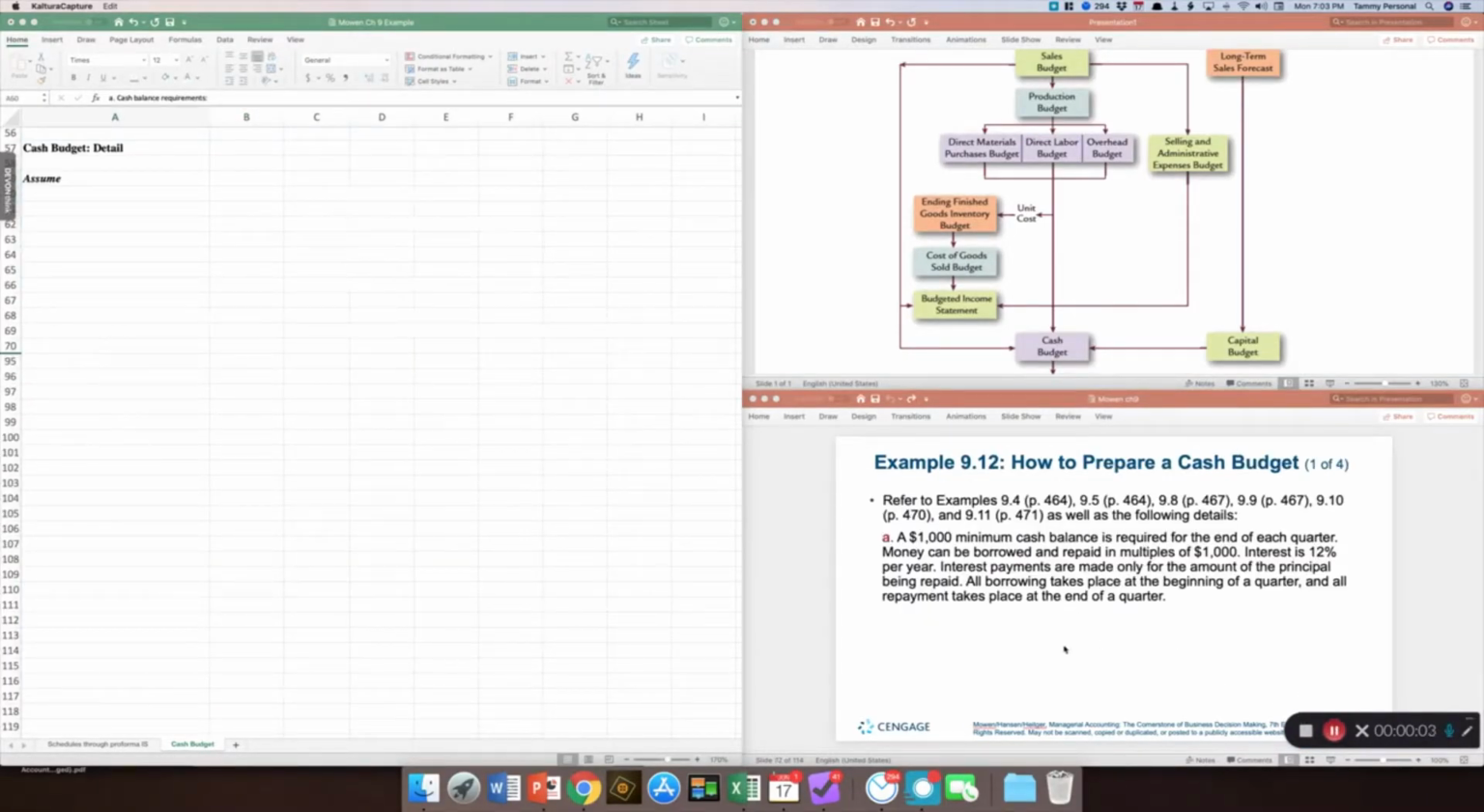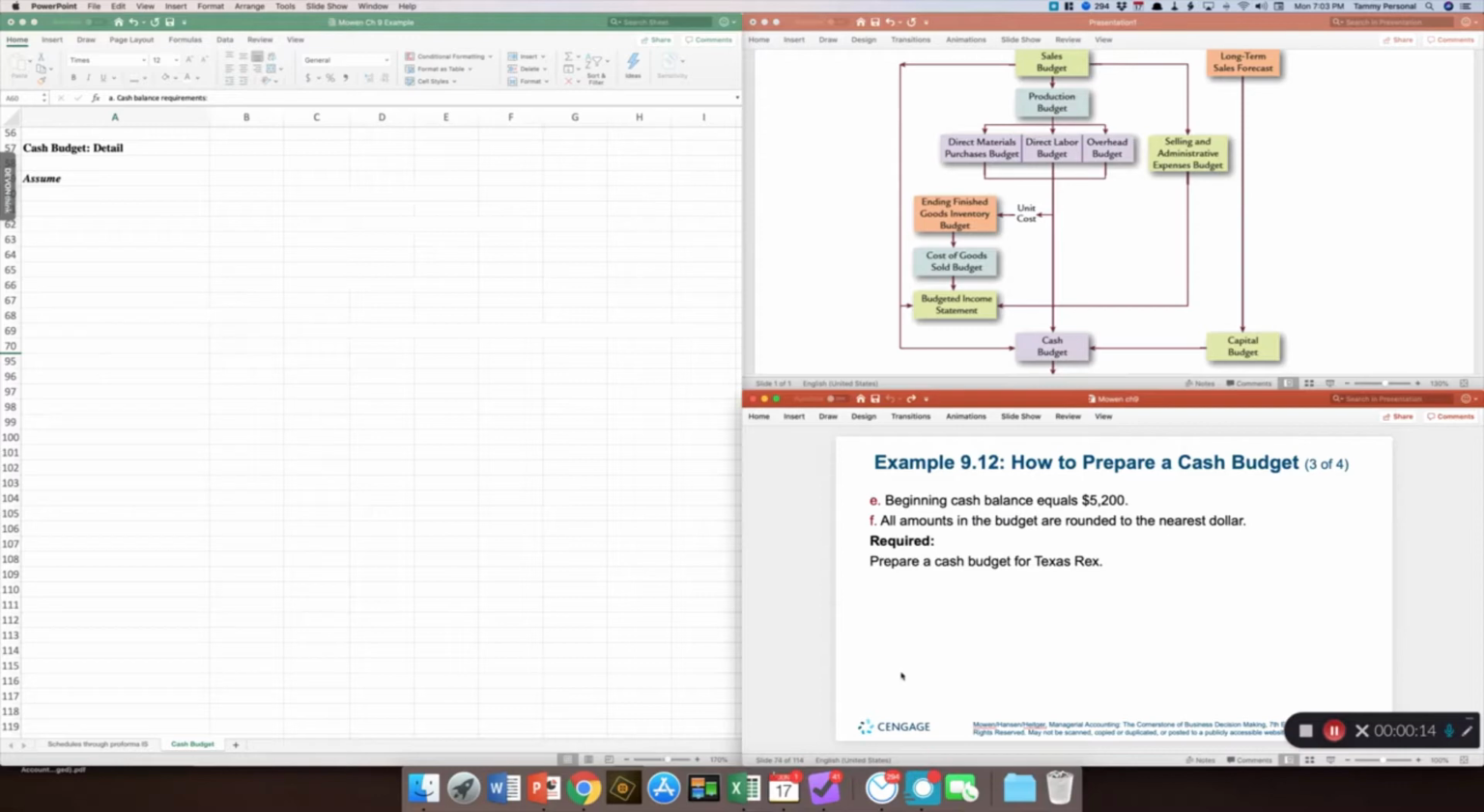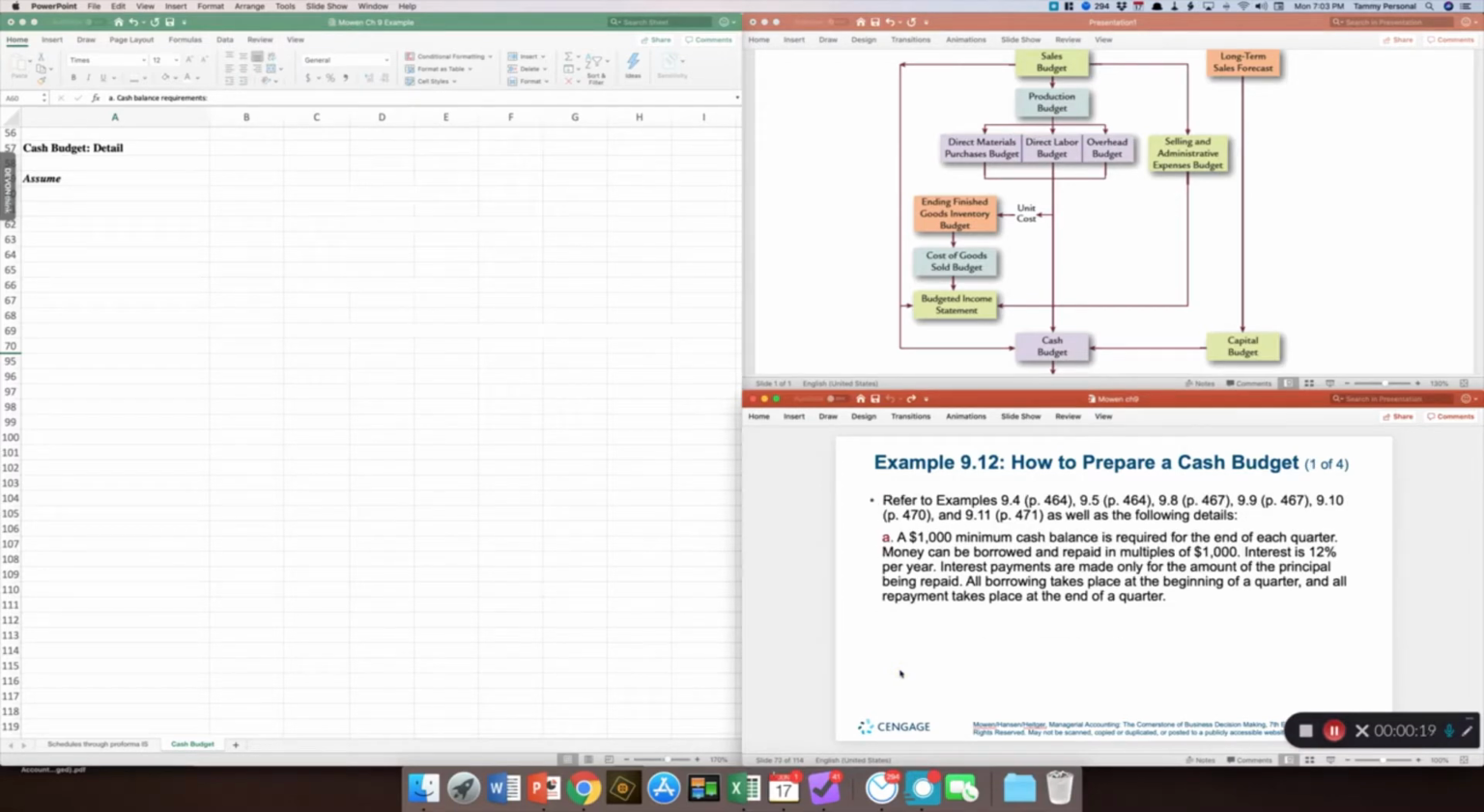Okay, here we go. This is what it's all about, people. Preparing an actual cash budget. So the assumptions are many. I'll just scroll you through those in the PowerPoint. There's a whole bunch of assumptions that we need to take into account. A cash budget isn't really the kind of thing that you can blindly do an automated thing with.